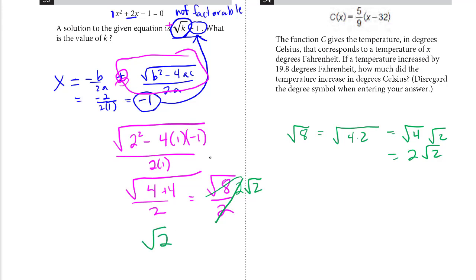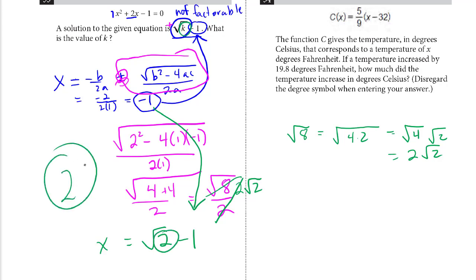So my entire solution or root is the square root of 2 minus 1. Given that, putting that over there, x equals the square root of 2 minus 1, which means k is simply going to be 2. 2 is the answer for number 33. K equals 2.